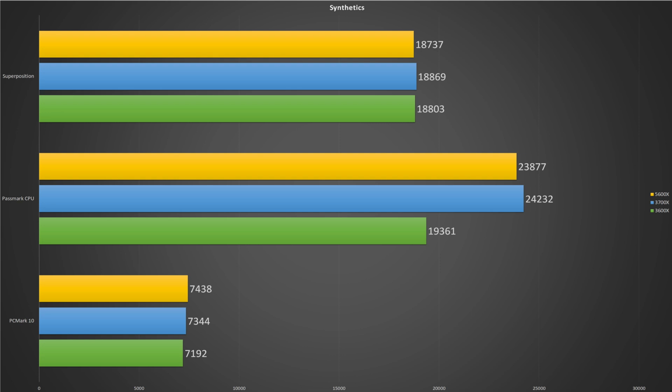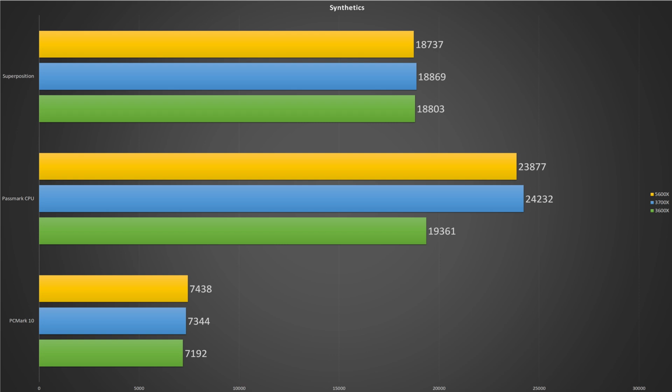For our synthetic total system benchmark, starting with the PassMark CPU Mark total scores, we again see the 5600X dominates the 3600X while pulling neck and neck with the bigger 3700X. The PCMark 10 suite tests the performance of common home computing and business tasks and software and is a blend of multi-core and single-core workloads.